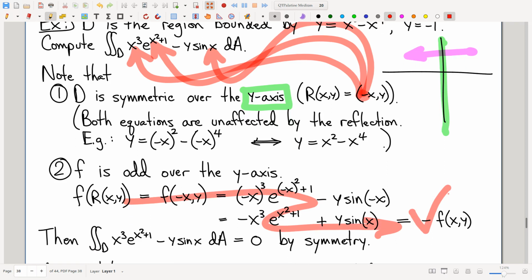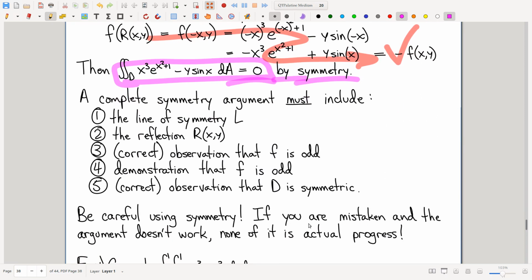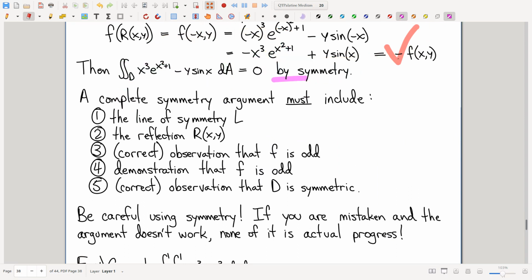So this nasty nightmare of an integral, we make a couple of clever observations, and that integral is 0 by symmetry, and we drop the pen and walk away. Right? No nasty effort. A little bit of effort. Nothing bad. Everybody see the power here? Totally awesome.